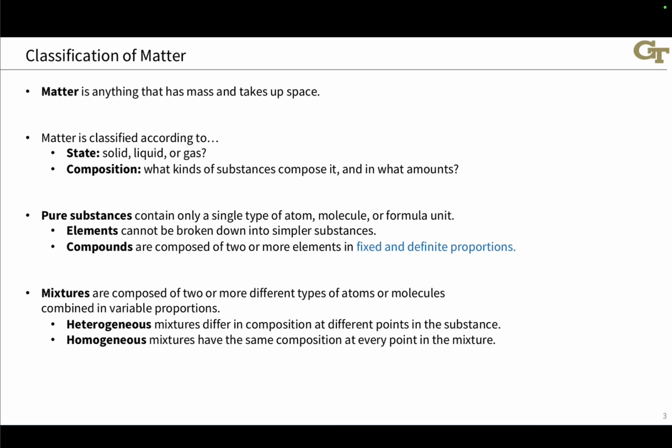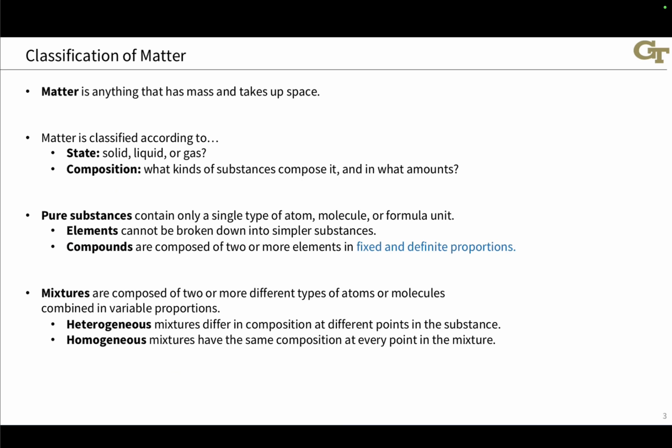Elements are pure substances that cannot be broken down into simpler substances. And in a module or two, just in a few videos, we'll find out that elements are composed of a single type of atom. This is why they can't be chemically broken down into simpler substances. Compounds can be broken down into elements, and compounds contain two or more elements in fixed and definite proportions that define the compound. We'll come back to this in a future video. But there's a specific proportion of the elements that shows up in a given compound.